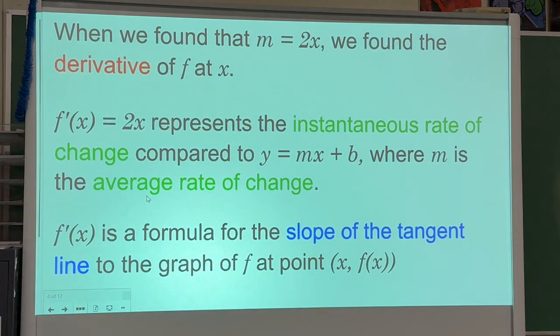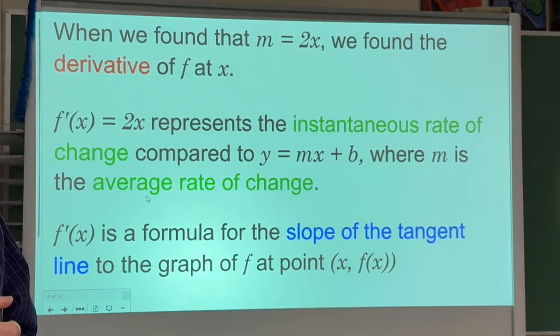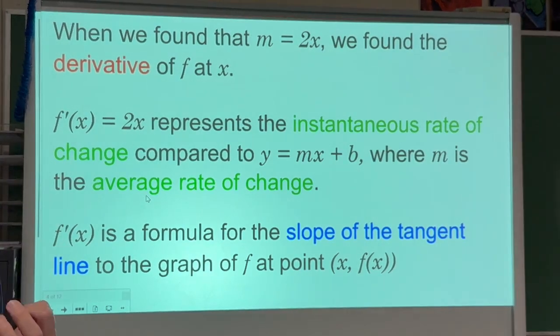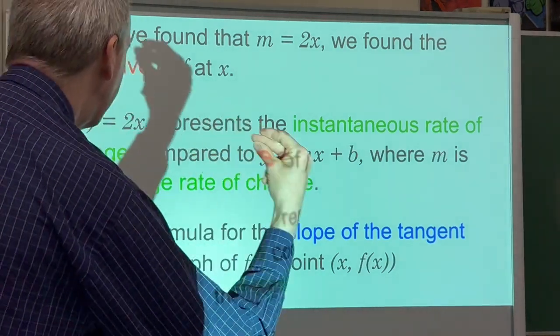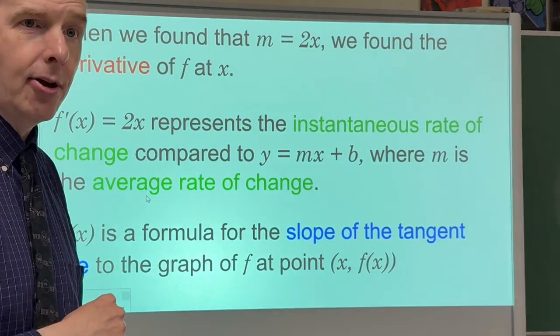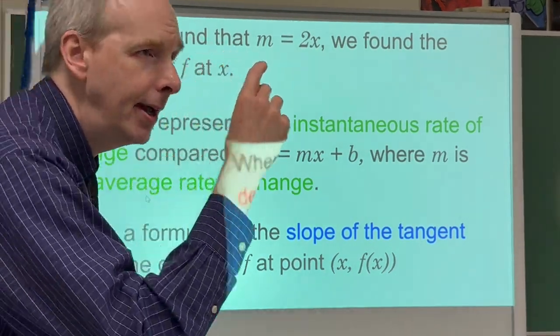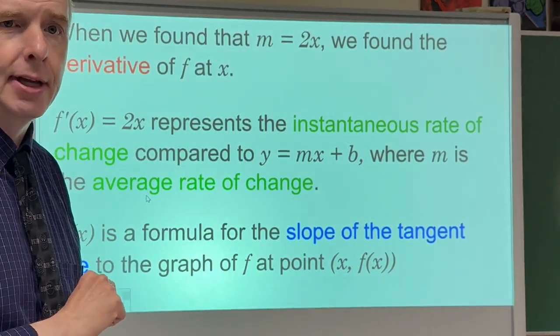Our derivative is the formula for the slope of the tangent line at a particular point. The derivative gives us the slope of the tangent line. The derivative is the instantaneous rate of change, meaning right now, what's the rate of change? Right now, what's the rate of change? Instantaneous.